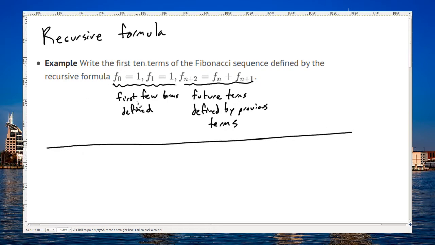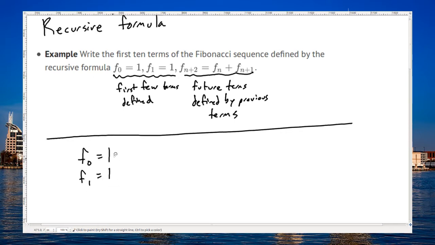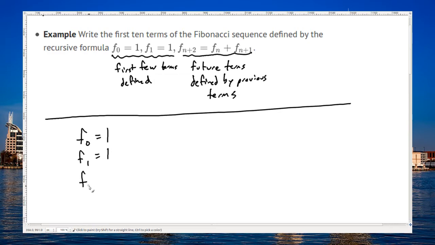Okay, so it says write the first 10 terms of the Fibonacci sequence. So I'll go ahead and rewrite F0 is 1, F1 is 1. So how am I going to figure out what F2 is? Well, I've got to use this formula that tells me how to define future terms. And let's see, I know what F(n+2) is. So what I'm going to do is replace that n with a 0. F(0+2). And that tells me that I want F0 plus F(0+1).